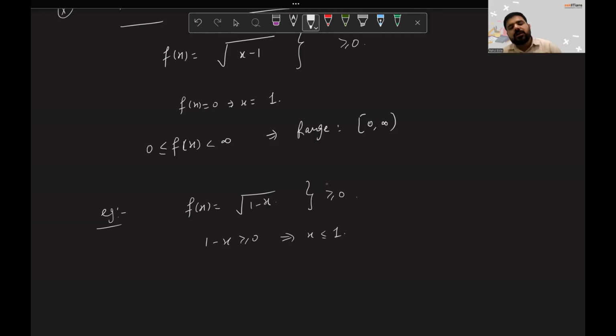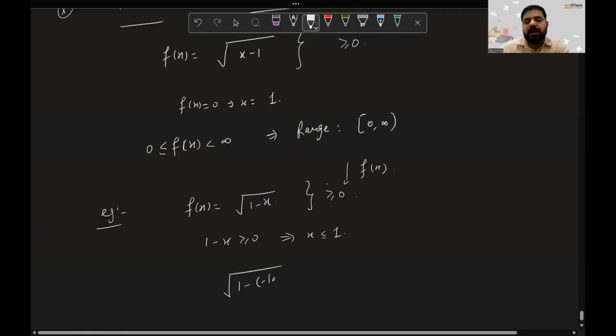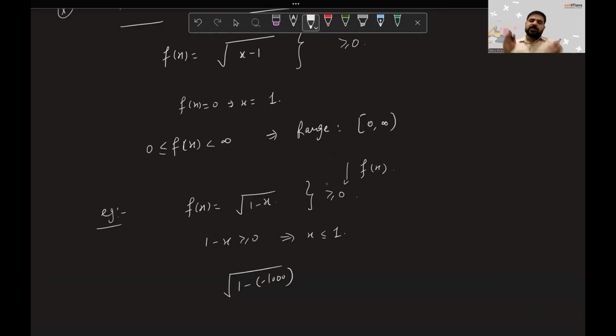So less than or equal to 1. What other thing people sometimes mix up here is, they take x less than or equal to 1 but only greater than or equal to 0. No, greater than or equal to 0 is for f of x. This condition is for f of x, not on x. If I put here minus 1000, 1 minus minus 1000, you can see this will be root of 1001. So likewise, minus 1 million, minus 1 billion. Whatever values you put in the negative, this will give you the positive value. This has to be greater than or equal to 0.